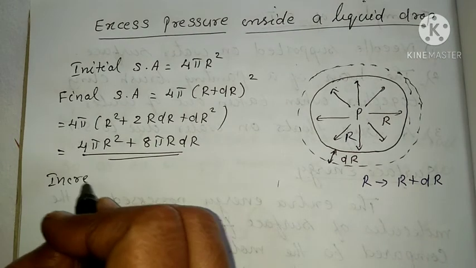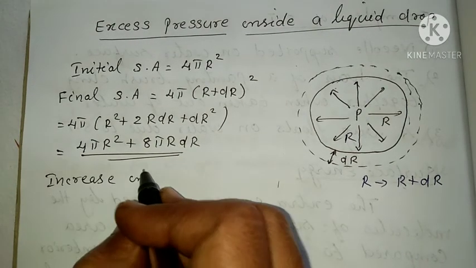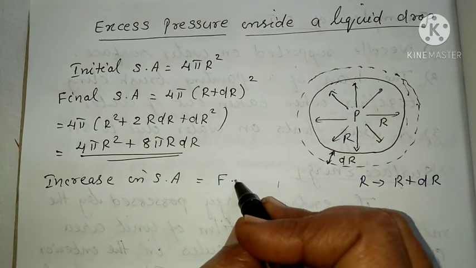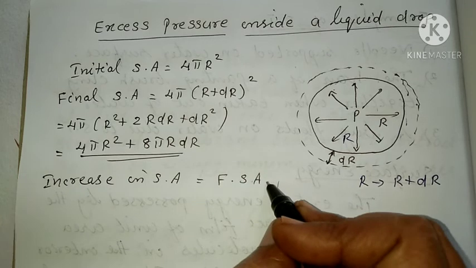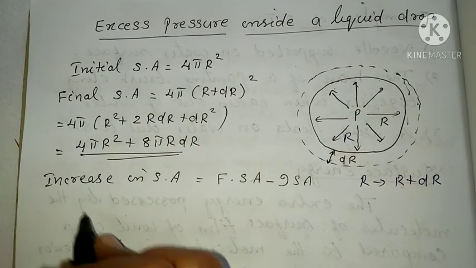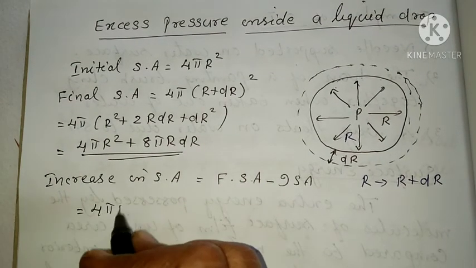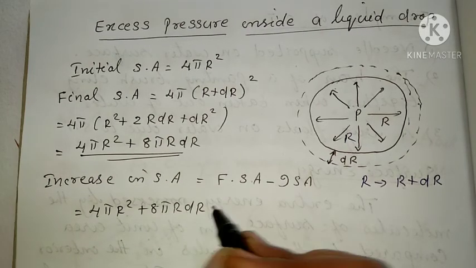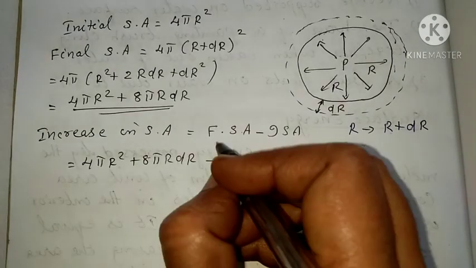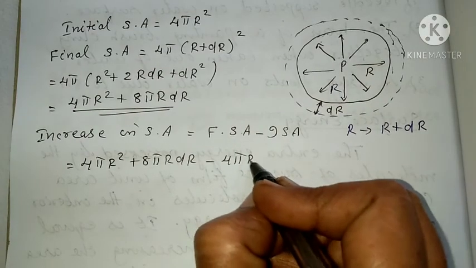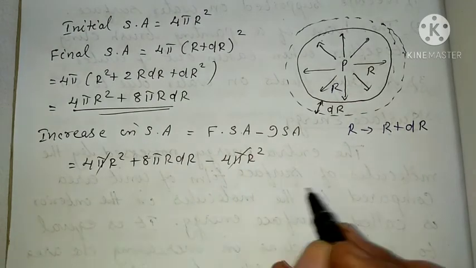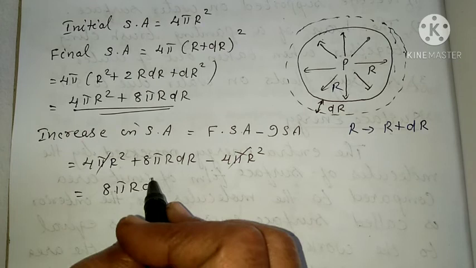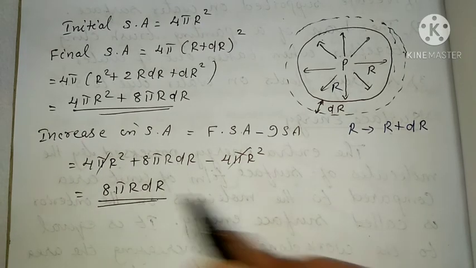So, increase in surface area equals final surface area minus initial surface area. What is the final surface area? That is 4 pi r square plus 8 pi r dr. Minus the initial surface area, that is 4 pi r square. So we can cancel this 4 pi r square, and then that is 8 pi r dr. So, this is the increase in surface area.